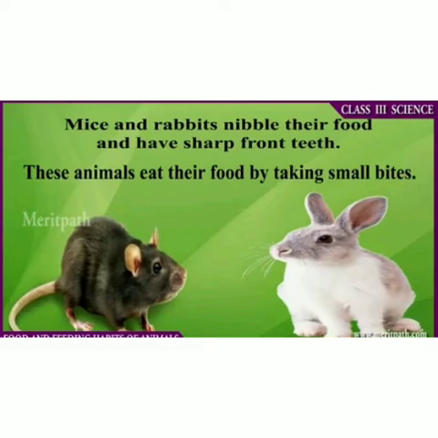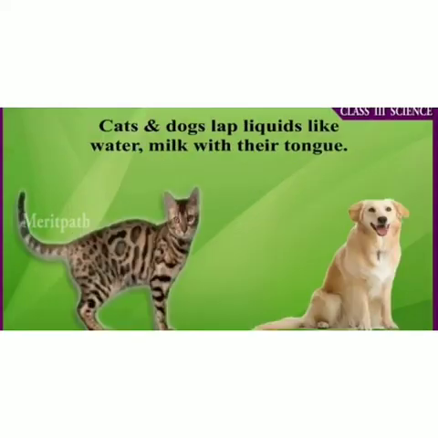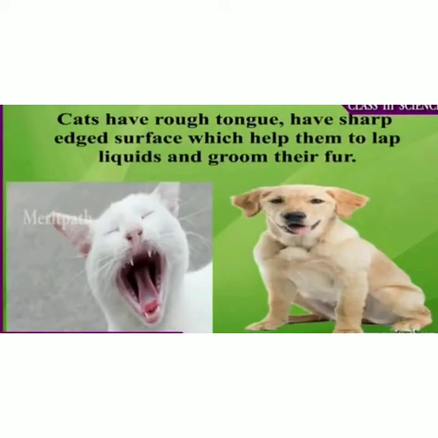Mice and rabbits nibble their food and have sharp front teeth. These animals eat their food by taking small bites. What is this, children? Cats and dogs. They lap liquids like water and milk with their tongue. You might have seen this in your home. Cats have a rough tongue with a sharp-edged surface, which helps them to lap liquids and groom their fur.